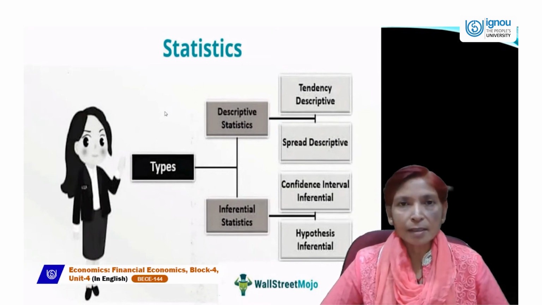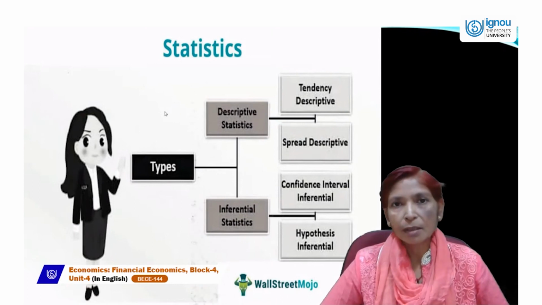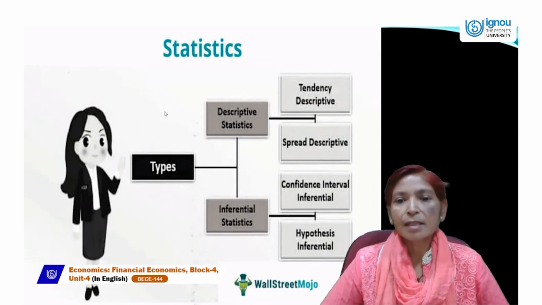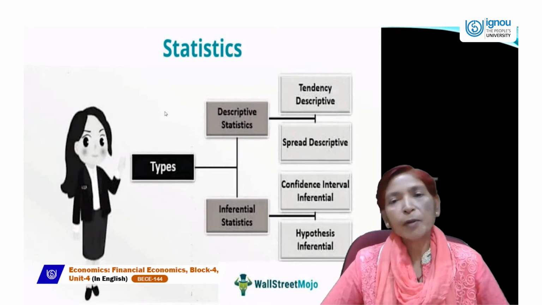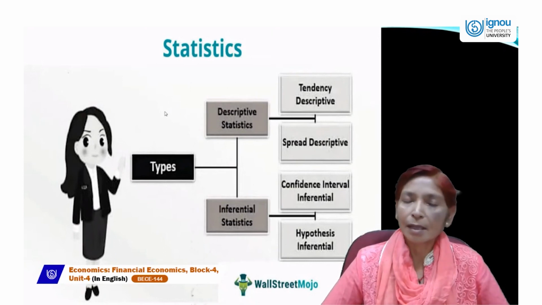And with the help of inferential statistics, we can draw conclusions. So descriptive statistics has other parts: central tendency and spread. Confidence interval and hypothesis testing are also parts of inferential statistics.